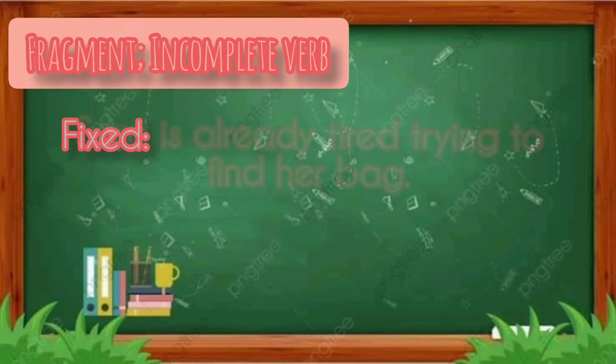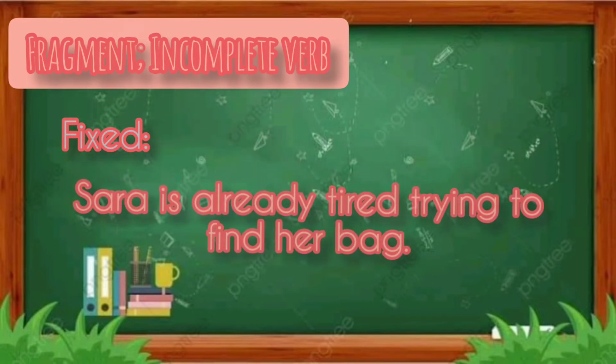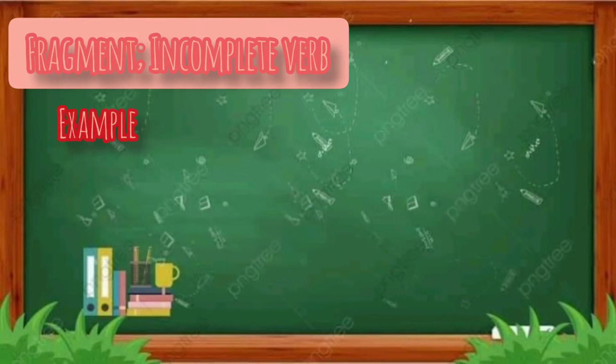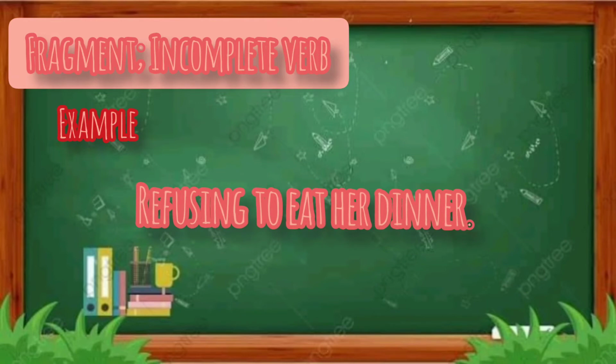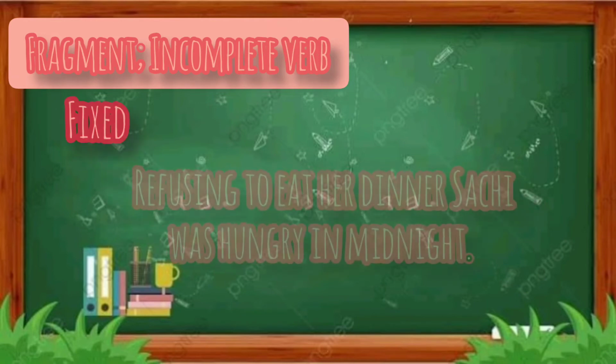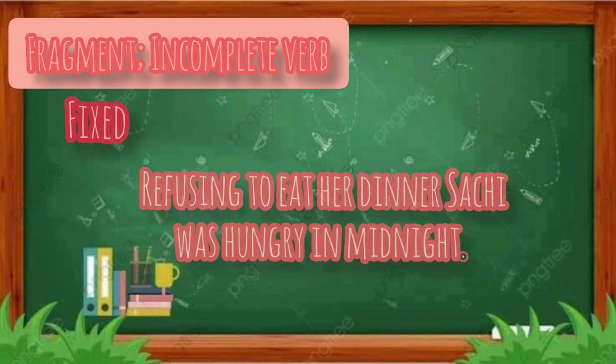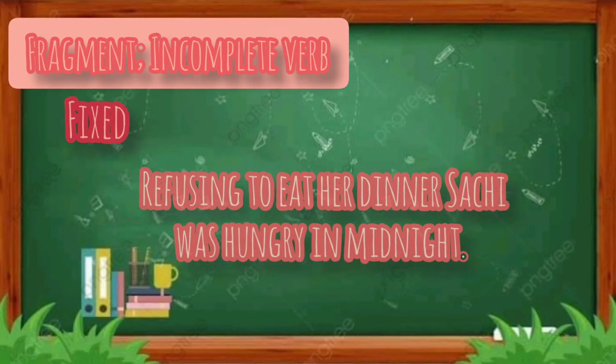The answer is: Sarah is already tired trying to find her bag. There, we need to add a clause to make the thought complete. So the subject is Sarah, and the predicate adjective is tired. Let me give another example: Refusing to eat her dinner. Refusing to eat her dinner, Sachi was hungry at midnight.